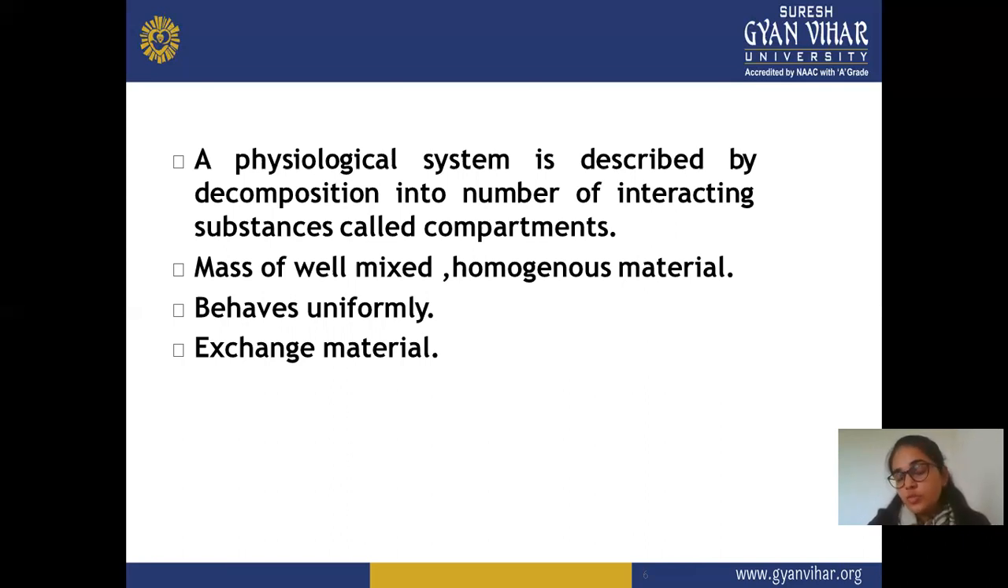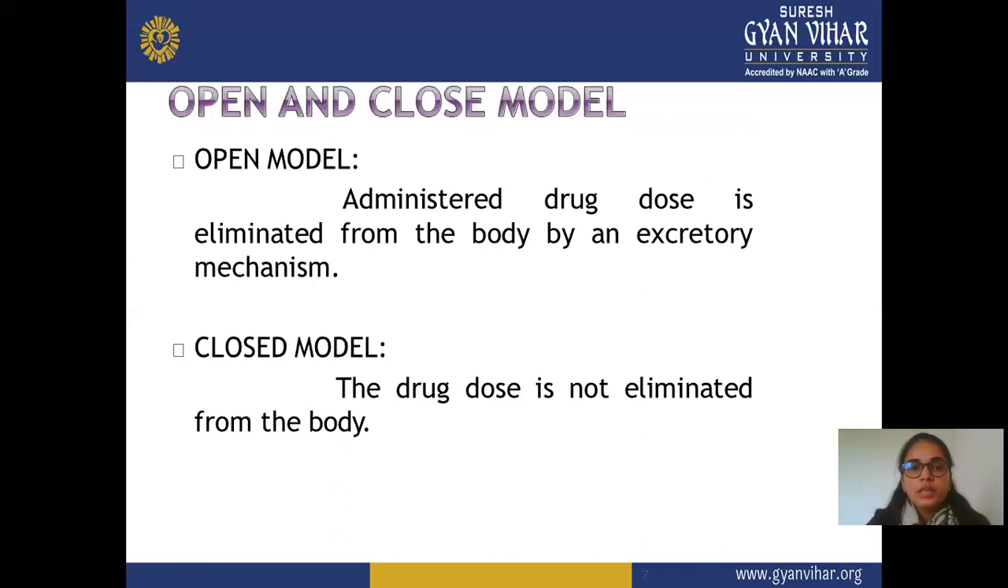Next is a mass of well-mixed homogeneous material. Meaning we also check that the complete material is homogeneous. Next, it behaves uniformly, meaning there is uniformity of behavior also, and there is exchange of material. The exchange of material we also have to check in this multi-compartmental model. And then there are open and closed models. In the open model, the administered drug dose is eliminated from the body by a respiratory mechanism. Meaning in the open model you mainly check how the drug is eliminated from your body, or the excretion or elimination rate of your drug through your body.